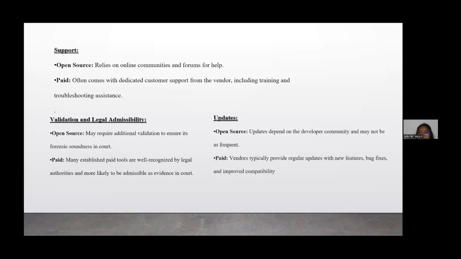Updates depend upon the developer in open source. A developer, a person with programming knowledge, if he or she feels they can make a valuable change to it, then they can change it. In paid, updates keep coming on. Advancement we are talking about: with paid, updates keep coming with new functions every time. Bugs get fixed, compatibility is improved, and everything.